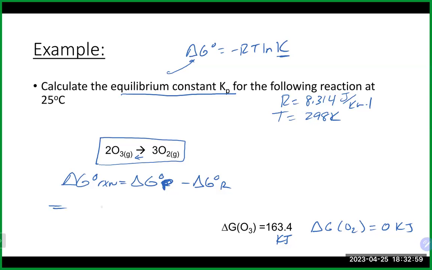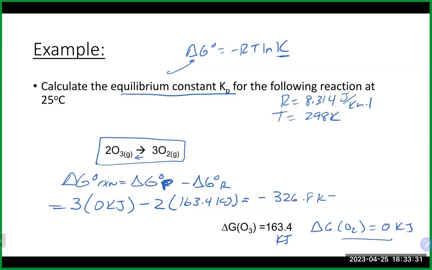And in this case, that would mean for our product side, 3 times 0 kilojoules as O2 has a value of 0, minus our 2 times the value of O3, which looks like 163.4. That's going to give us a delta G naught for this reaction of 2 times 163.4, which looks like perhaps a negative here, 326.8 kilojoules in this particular case.